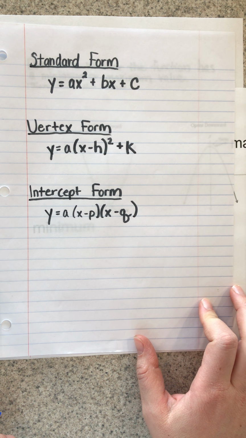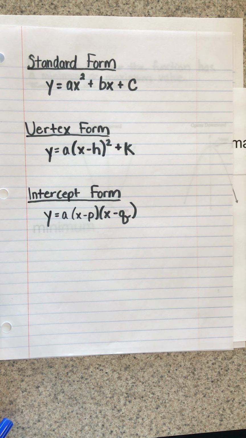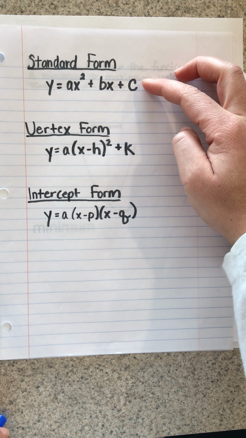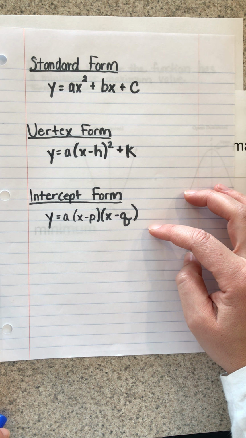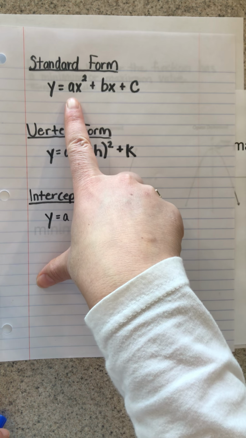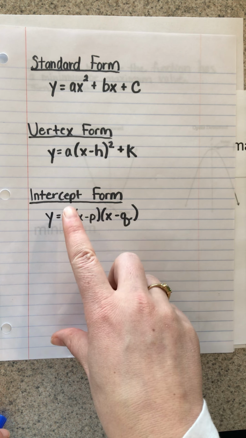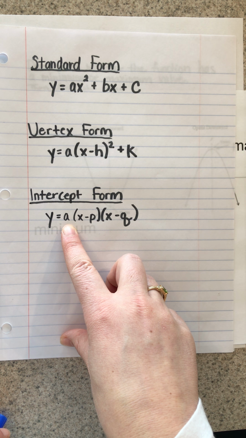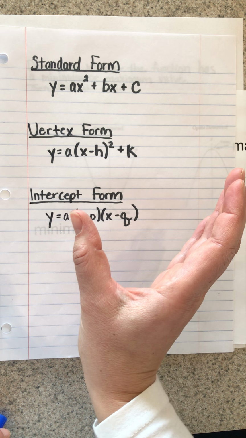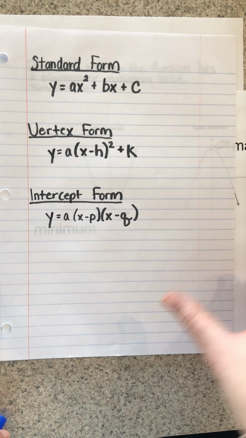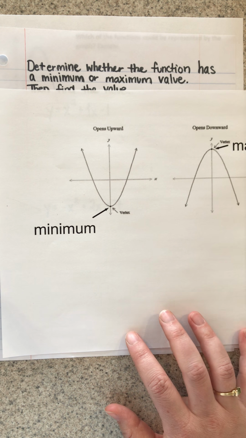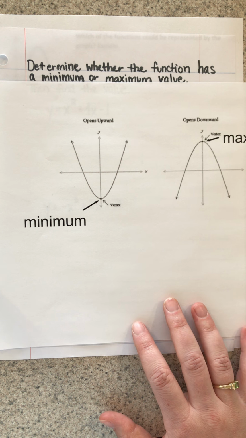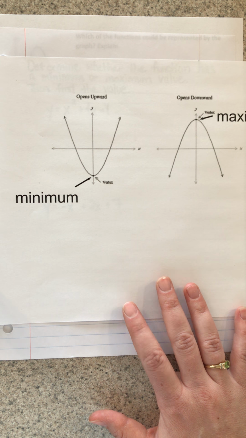Back in chapter 8, we learned that there's 3 different ways to write quadratic functions: standard form, vertex form, and intercept form. All 3 of these formats have an a variable at the front. We learned last chapter that a can affect whether the parabola is opening up or opening down. If a is positive, a positive number, the parabola will be opening up.